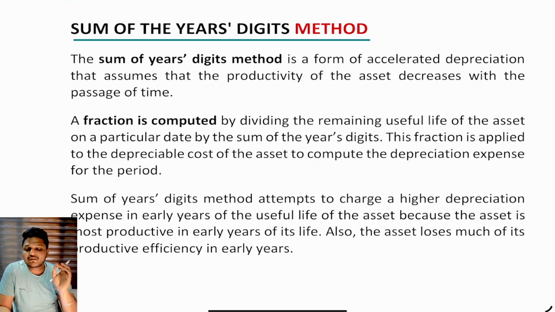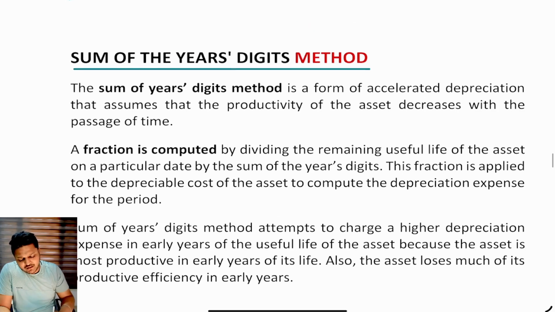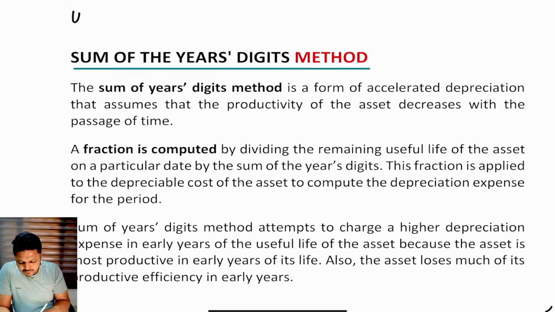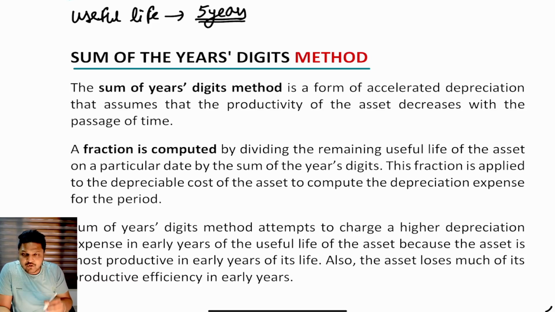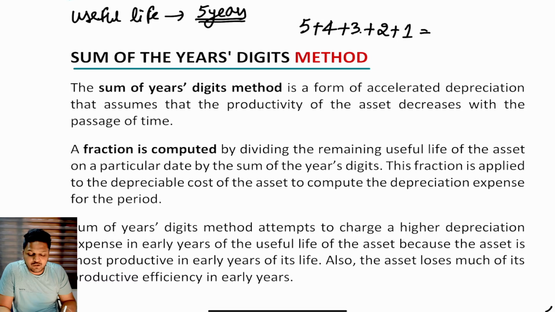First of all, just make sure that the sum of years digit method involves some steps. Let's take the case that you are provided with the useful life of the asset. Let's consider that the useful life of the asset is given to be 5 years. What will the sum of years digit be? It means 5 plus 4 plus 3 plus 2 plus 1. 5 plus 4 is 9, 9 plus 3 is 12, 12 plus 2 is 14, plus 1 is 15. So the sum of years digit came out to be 15.